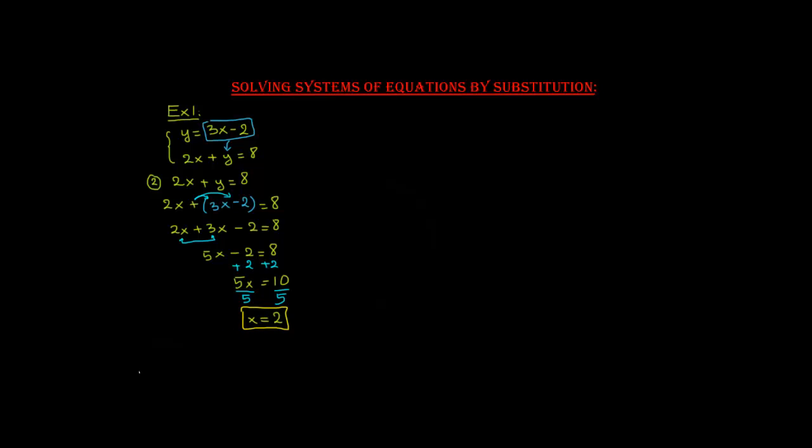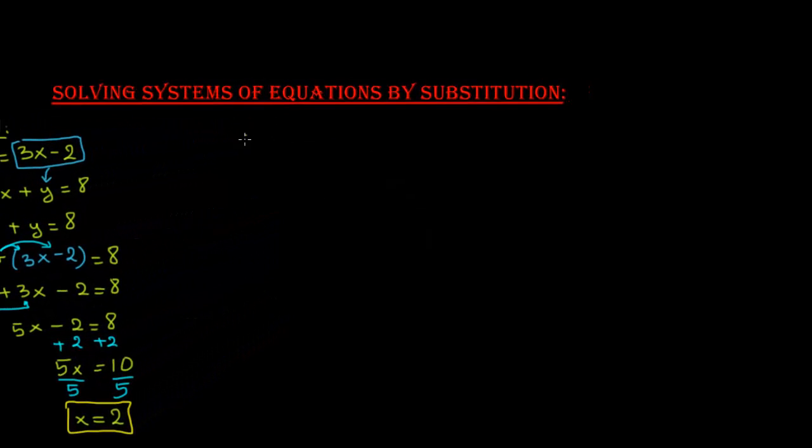for y. To solve for y, as we said, when we have the first unknown, we can plug into either the first equation or the second equation. I will choose the first equation because it has already been solved for y. So we have y equals 3x minus 2, and we just need to replace x by 2 and calculate. So 3 times 2 gives me 6, minus 2 gives me 4. So y equals 4. So we get the second unknown.